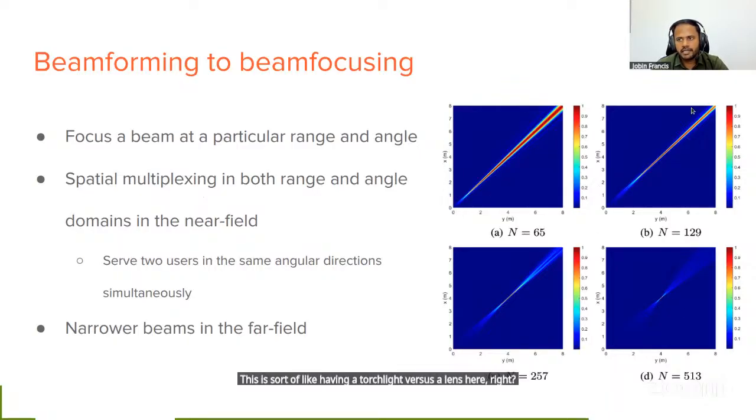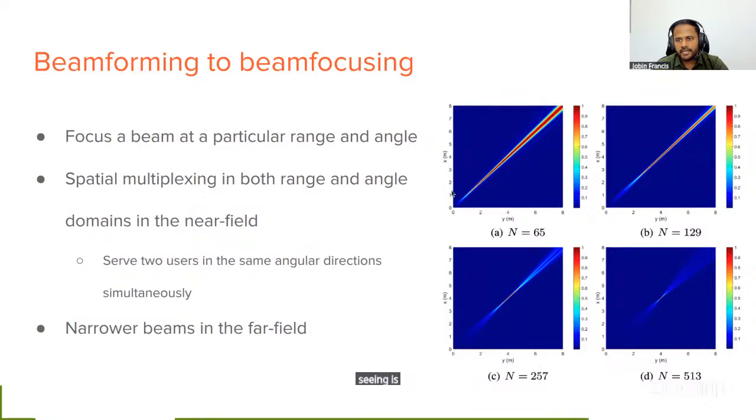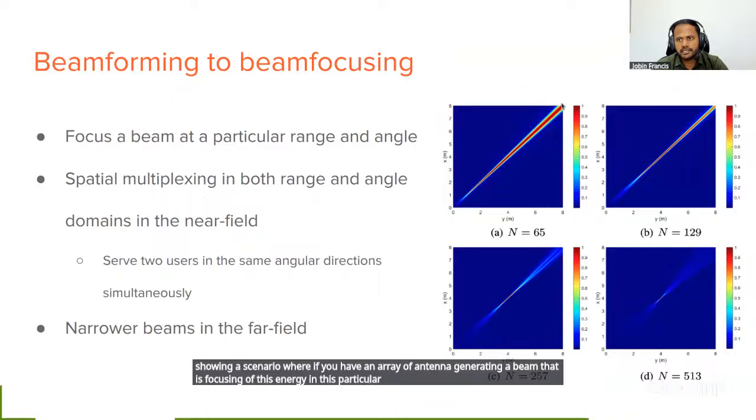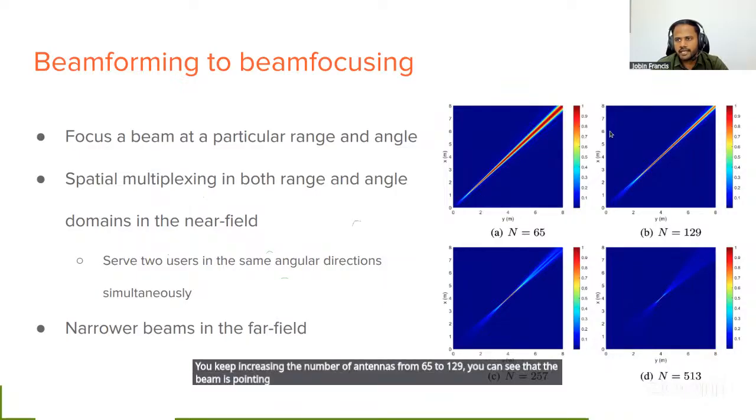So in this illustration on the right, what I am showing is a scenario where you have an array of antennas generating a beam that focuses its energy in this particular diagonal direction. As you keep increasing the number of antennas from 65 to 129, you can see that the beam is pointing more and more in this diagonal direction, but the width of this beam keeps reducing.